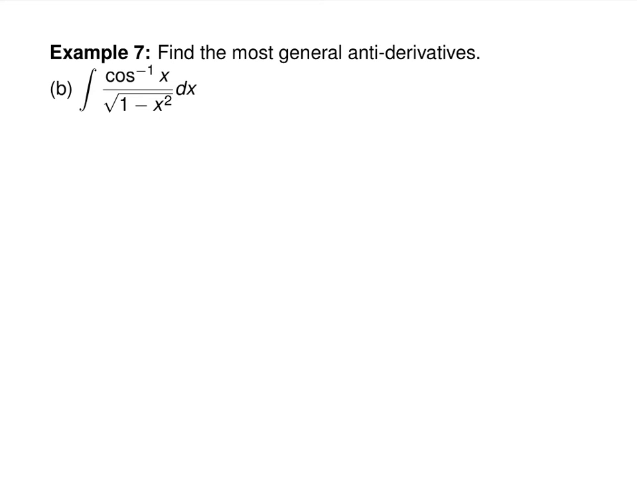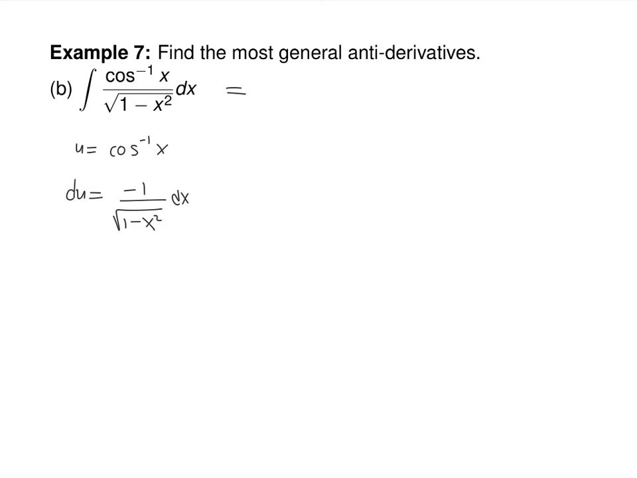What are you going to let u equal here? Let u equal cosine inverse. It won't work to let u equal 1 minus x squared because the derivative of that is negative 2x, and then there's no, no. So let u be cosine inverse. What's the derivative of cosine inverse? And that's the rest of it. That's pretty much the rest of it showing up, isn't it?